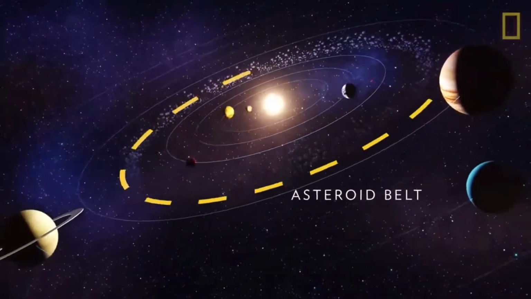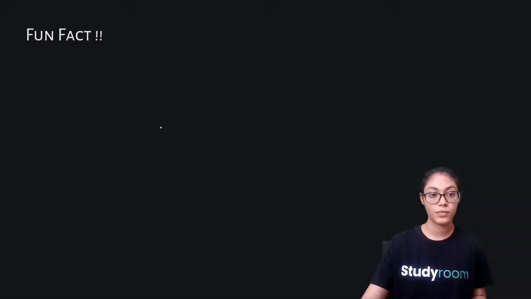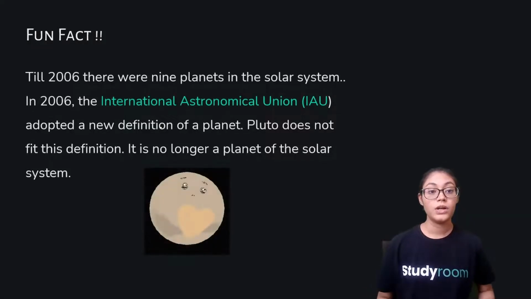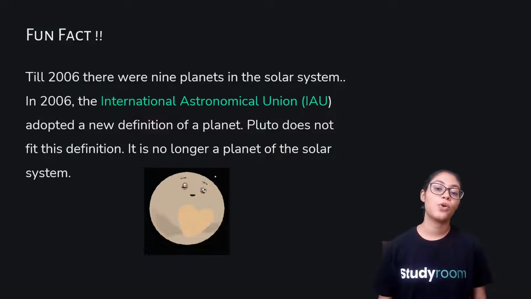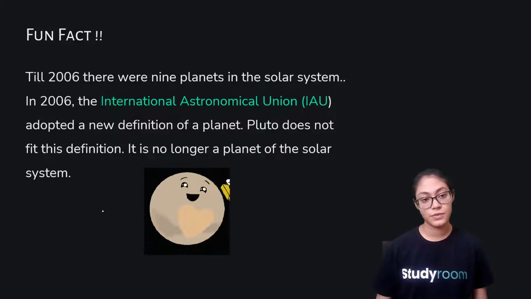So let's move on now. Till 2006, there were 9 planets in the solar system. In 2006, the International Astronomical Union adopted a new definition of planet, and unfortunately, Pluto didn't fall in this definition. So it is no longer a planet of the solar system. So we have only 8 planets now.